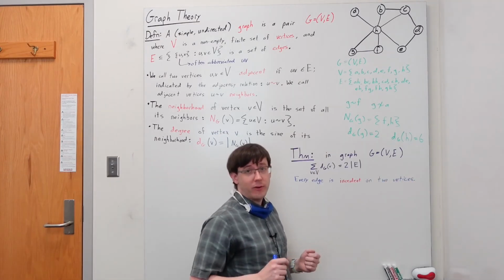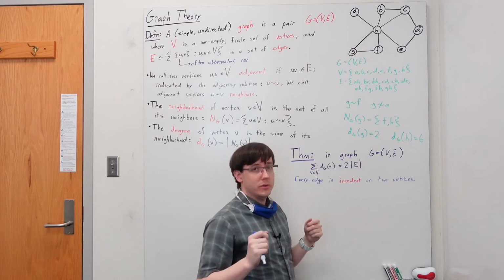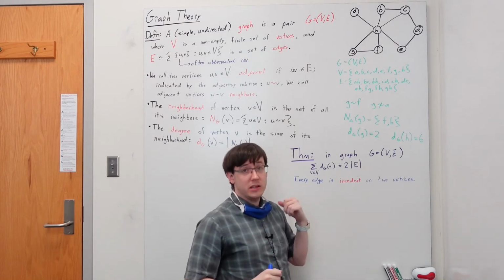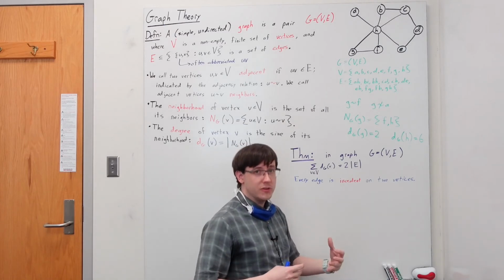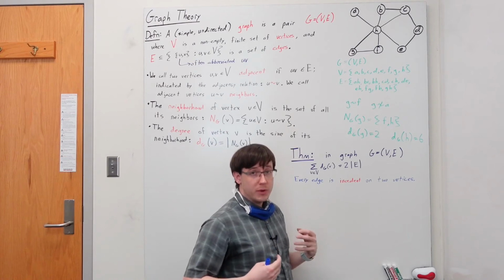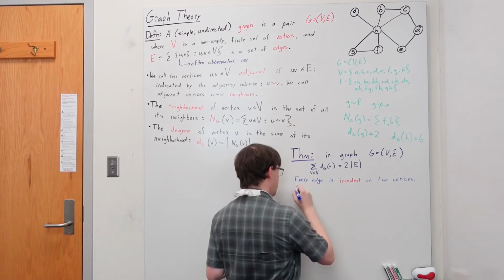Every edge in the graph has a vertex on either end, so those are the vertices that the edge is incident on. And so for each of those two vertices, the edge will contribute to the degree of that vertex.